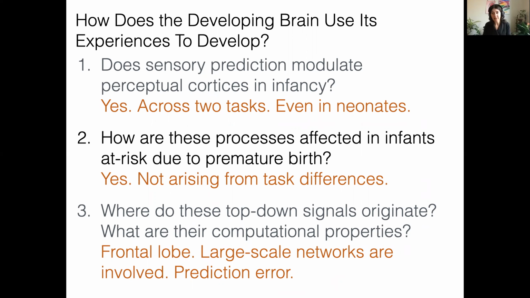And we think that for full-term babies in particular, regions like the frontal lobe, but potentially other higher level regions as well, could be feeding back information to the occipital lobe, and what they might be tracking is prediction error.